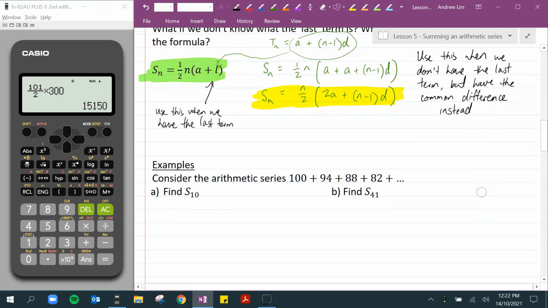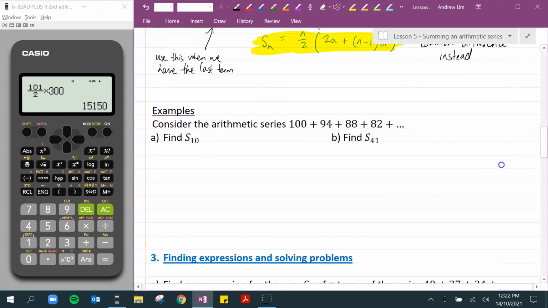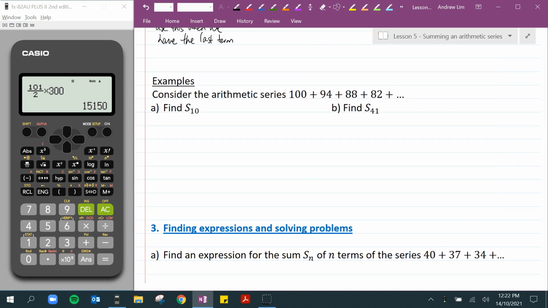So let's have a look at some examples. Consider the AP 100 plus 94 plus 88 plus 82 plus etc. Find the sum of the first 10 terms. Now I don't know what the 10th term is here, it's not given to me. But I could work out what the 10th term is, or I can just work out what the common difference is, which is what I will do. The common difference here is going to be 94 minus 100. Remember, always take a term and subtract the term before it, and that gives me minus 6.